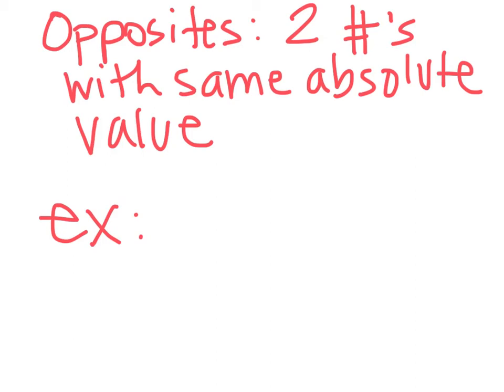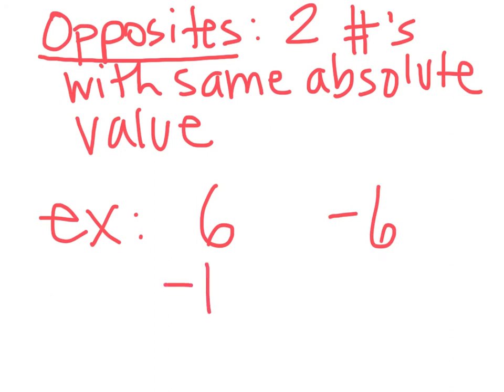We're going to end with a couple really easy concepts. The first one is called opposites. That's two numbers with the same absolute value. So if I have 6, that number's opposite would be negative 6. If I have negative 10, that number's opposite would be positive 10. If I have negative 5, that number's opposite would be positive 5.